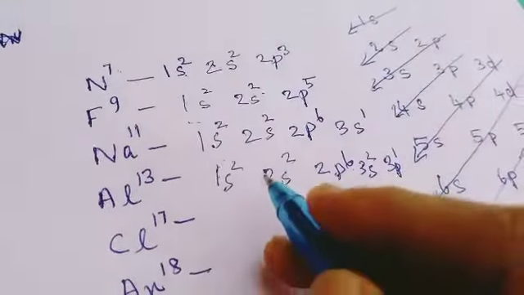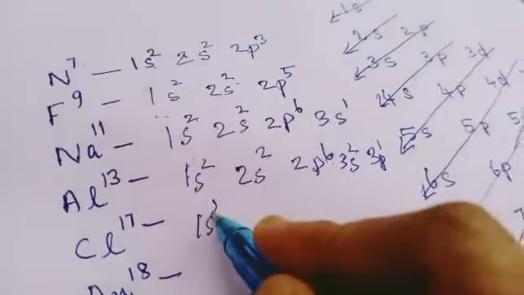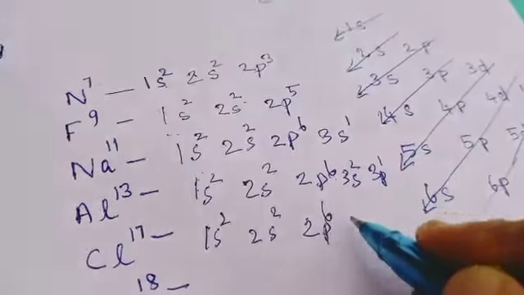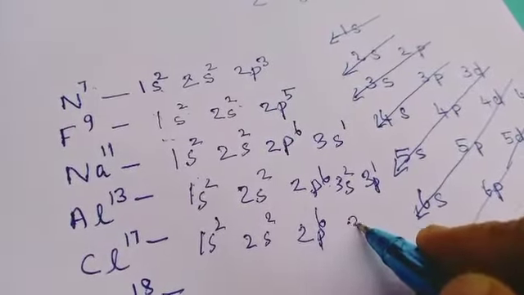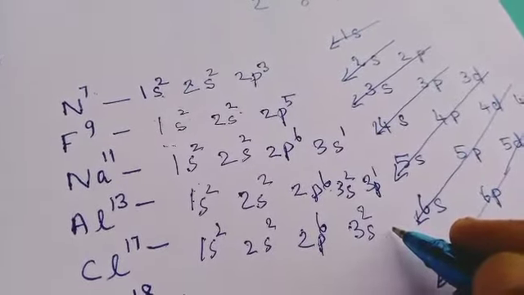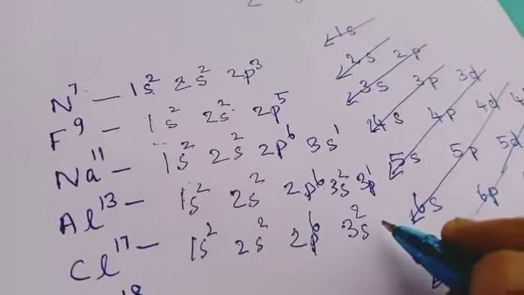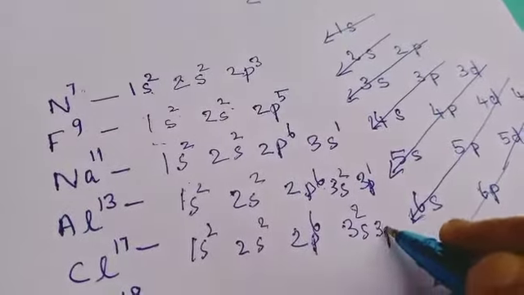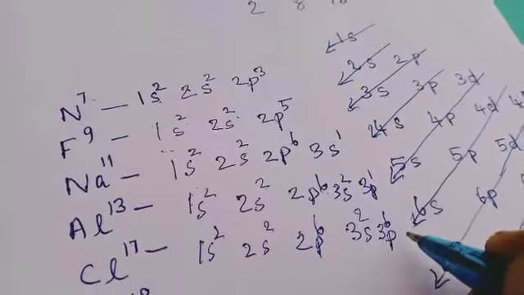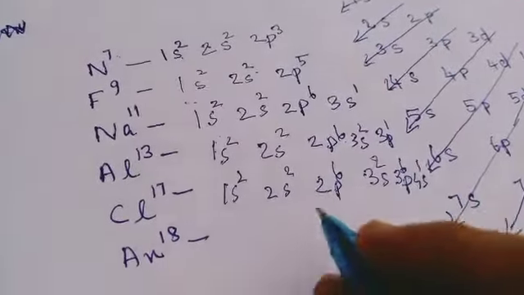Then we have chlorine, 17. We write 1s2, 2s2, then 2p6, then 3s2, then 3p. For chlorine, 10 plus 2 is 12, plus 5 in 3p gives a total of 17.